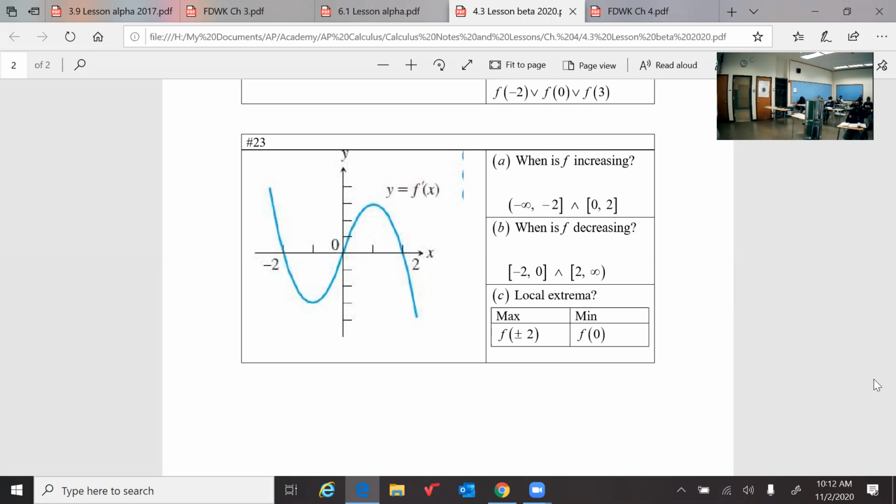So here's where it is decreasing. The local max: it's increasing, begins to decrease. Local min: decreasing begins to increase. So there was more content in the example than in the exercise. But you are accountable for what was in the example. Okay? So that is the beta lesson.